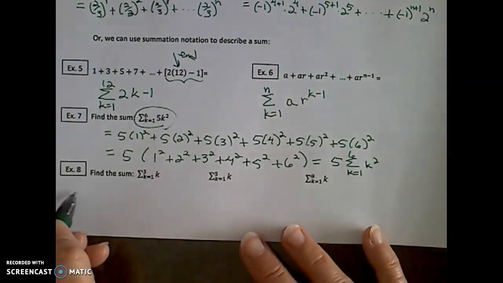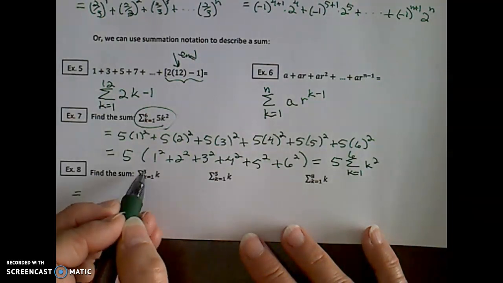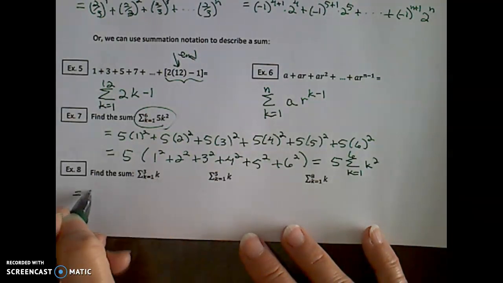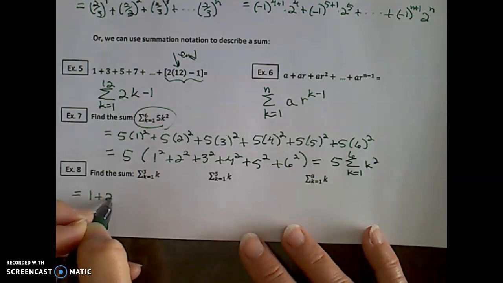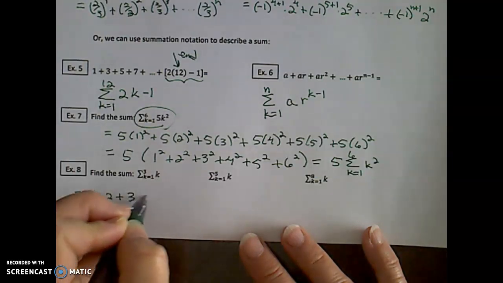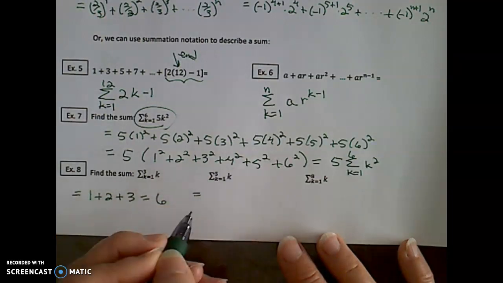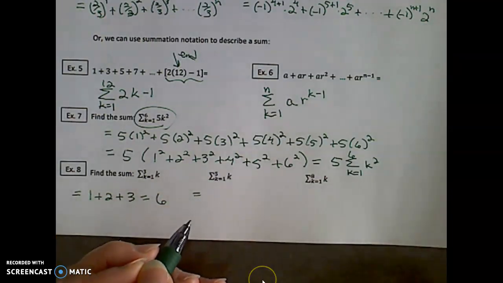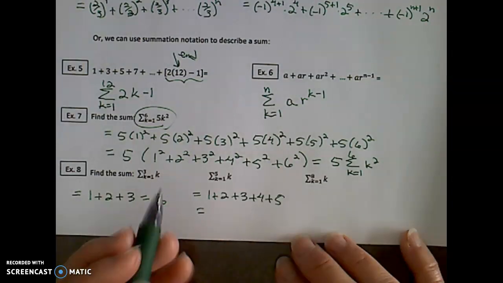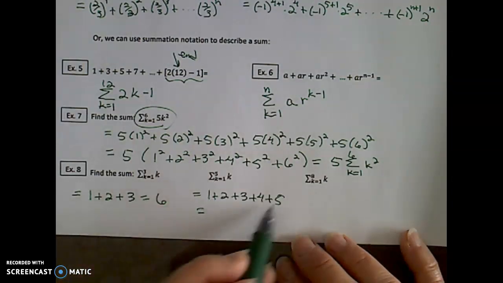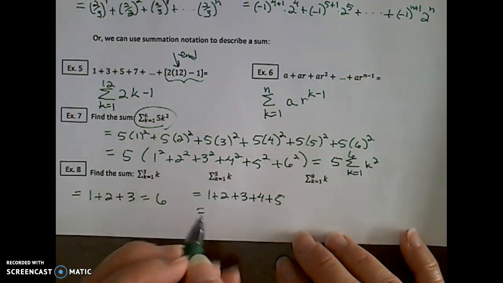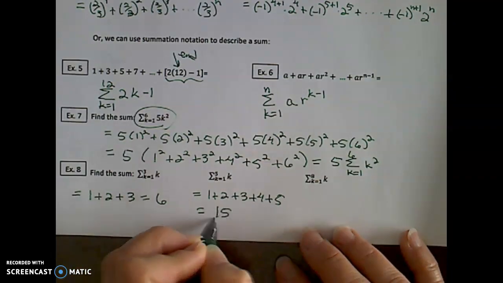Just as a little practice, please find this sum. Starting at 1 to 3, what does that mean? Just plug in 1, add it to 2, plug in 2, add it to 3. What's that, 6? Find the sum of the first 5 integers. Expand that and find the sum, please. So I'm going to say that's the sum of the first 5 integers, those counting numbers, which is 15 if you add those up.